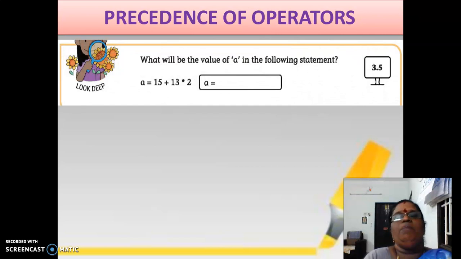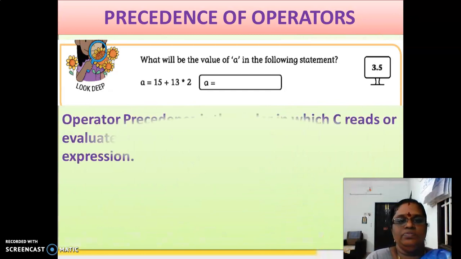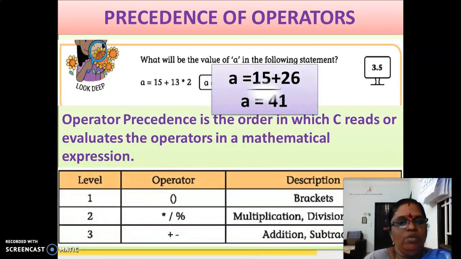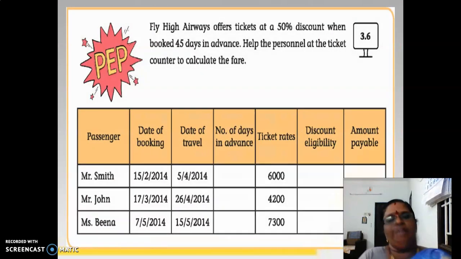In that 3.5, what will be the value of A? 13 into 2, right? 13 into 2, that is 26 plus 15, it's 41. So A value is 41 here. You all wrote this? Yes? Is it correct answer for you? I hope you all did this correctly. Isn't it? Yes, we can go to the next activity.